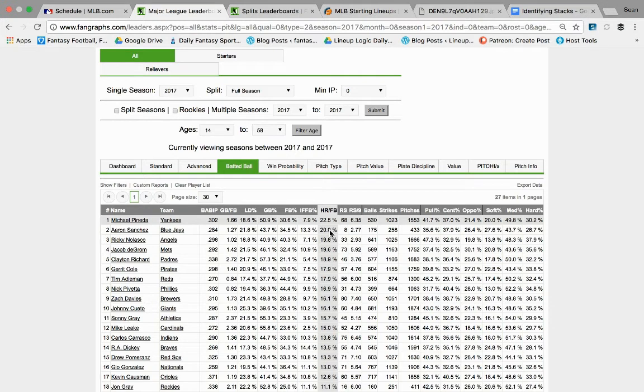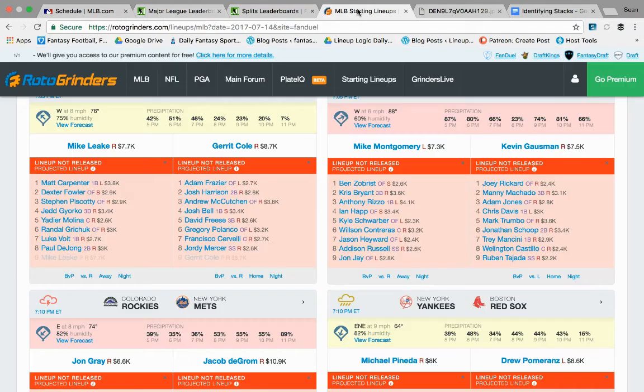Aaron Sanchez, again, at the top of that list. Nolasco, 19%. DeGrom has struggled with home runs. We know that. And again, we see two other names that we're familiar with, Adelman and Pivetta. So let's decide which one of these stacks we want to dive into and research, which one of these teams we're interested in.